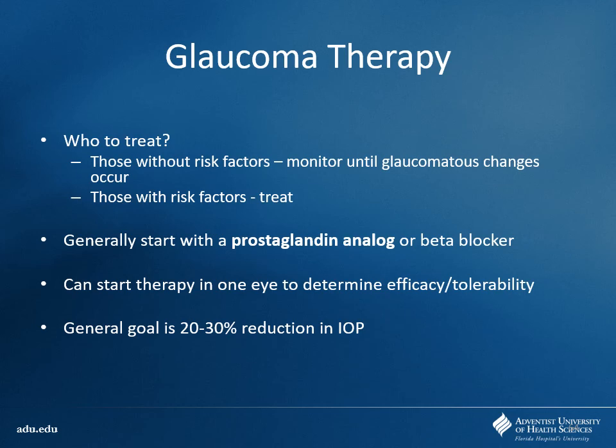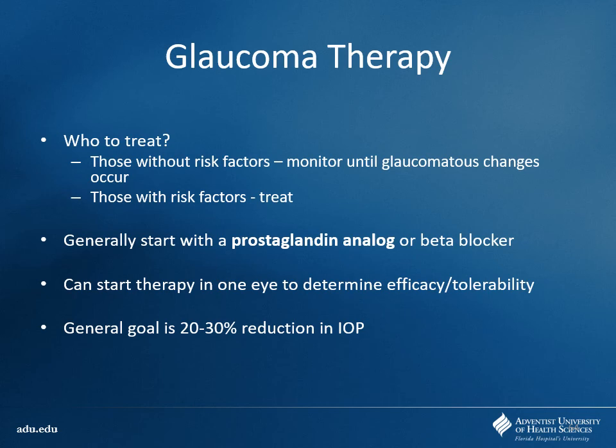Okay, so the question is, who do we treat for glaucoma? Typically, if you have a high-risk history and any evidence of increased intraocular pressure, that's going to be your cutoff point there. Some patients are just going to be able to monitor for that and watch for changes in visual fields and things like that. So sometimes you take more of a watchful waiting sort of approach there.